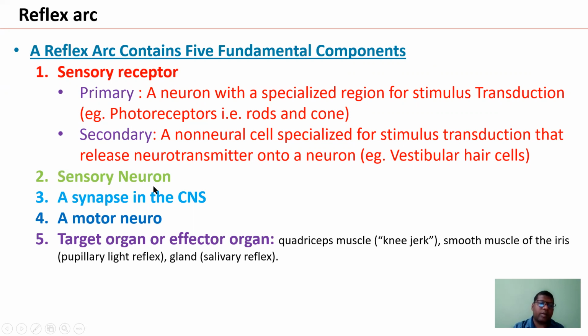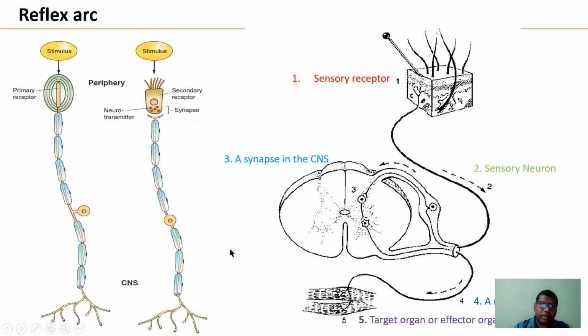Then the second component, the sensory neuron. Then the synapse, where the sensory neuron synapses in the CNS with the motor neuron. Then the target organ or effector organ. The effector organ may be the quadriceps muscle, for example the knee jerk we discussed in a previous lecture. Then the smooth muscle of the iris, in the pupillary light reflex, causing constriction or increase in the size of the pupil. Then a gland, as in the salivary reflex: when we see some food, salivation occurs, and that is also a reflex.